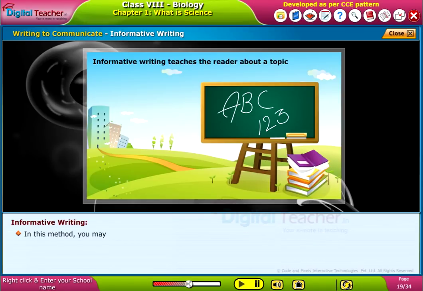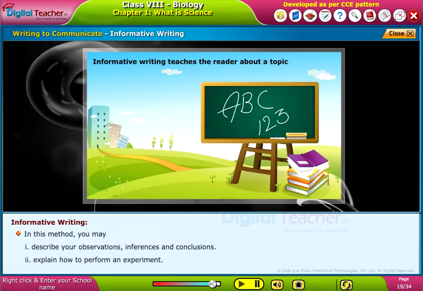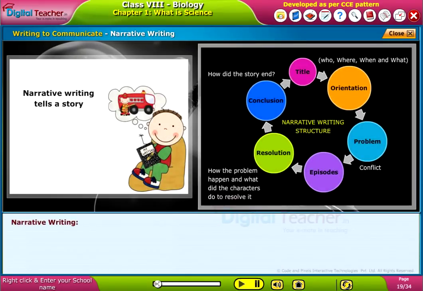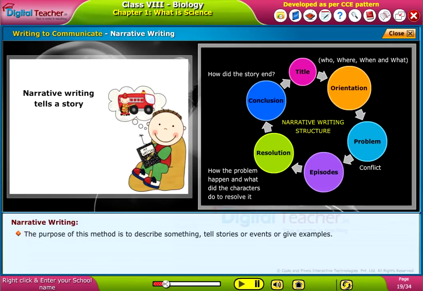In this method, you may: 1. Describe your observations, inferences, and conclusions. 2. Explain how to perform an experiment. 3. Narrative writing. The purpose of this method is to describe something, tell stories or events, or give examples.